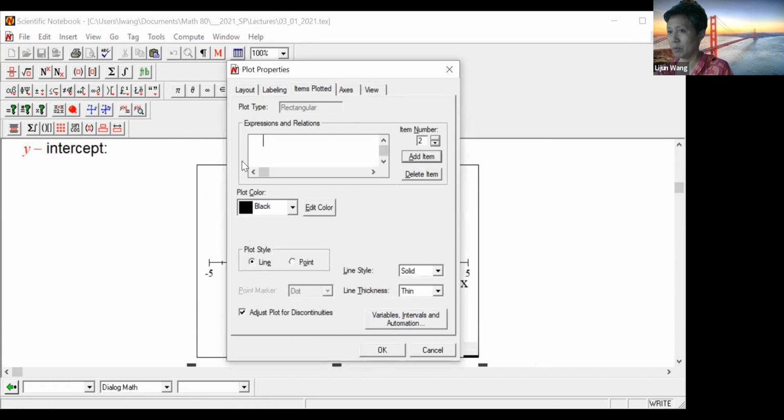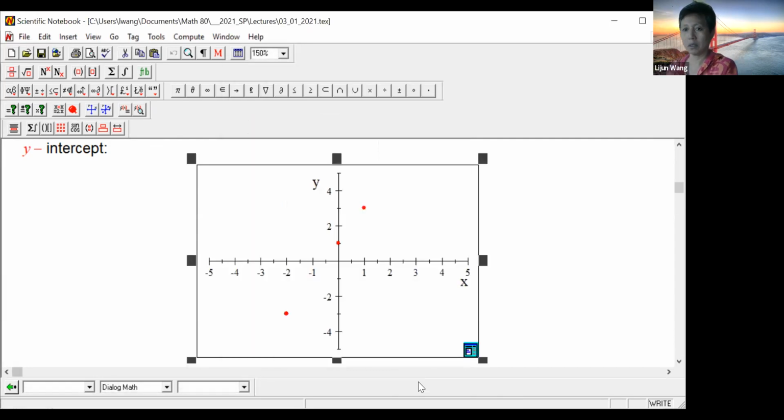I'm going to plot the points. Input -2, output -3. Red dot. Input 0, output 1. One more, input 1, output 3. Okay, and we connect the dots.